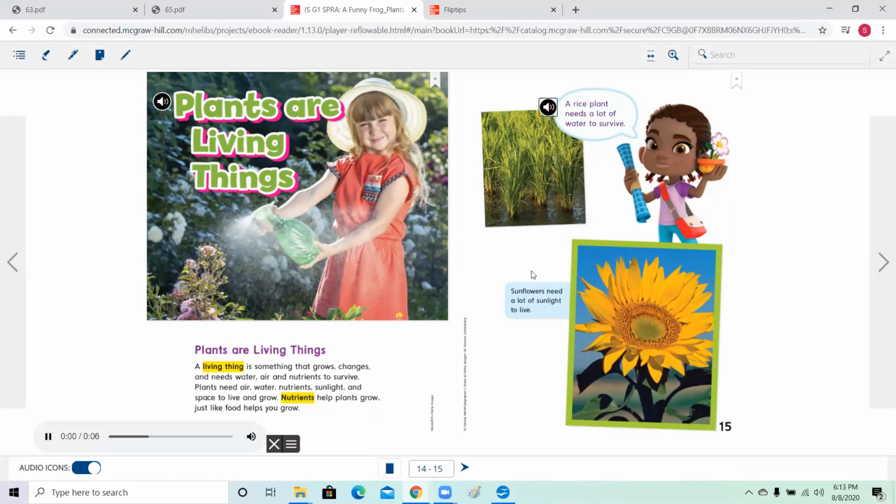Awesome. A rice plant needs a lot of water to survive. Sunflowers need a lot of sunlight to live. So different plants have different needs. Rice plants need a lot of water to survive, so I can't plant this in the desert. Sunflowers need a lot of sunlight to live, so I cannot plant them in the shade. So each plant has different needs to survive.